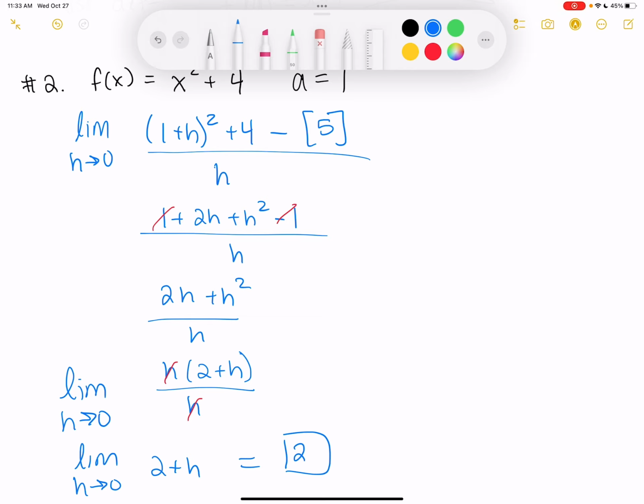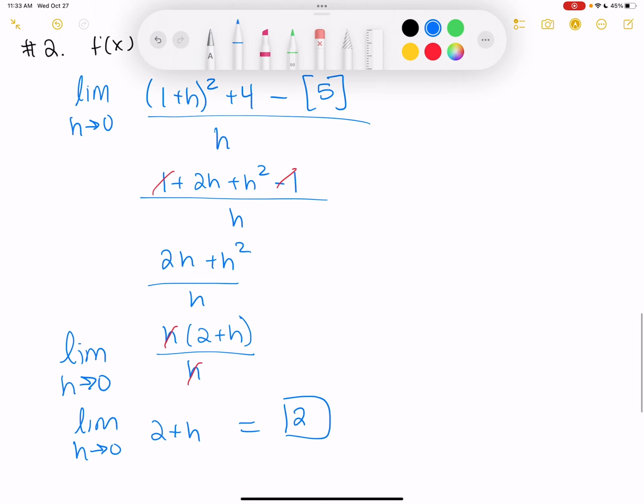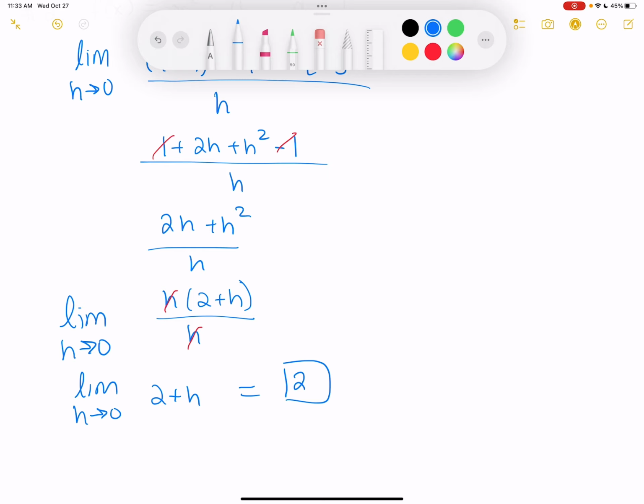Now, there is a significantly easier way to do these problems, but these specifically say to use this definition here. So on a quiz or a test, if I tell you to use the definition, you have to use whatever definition I tell you to use. Otherwise you can use the easier method that we'll get to in a little bit.